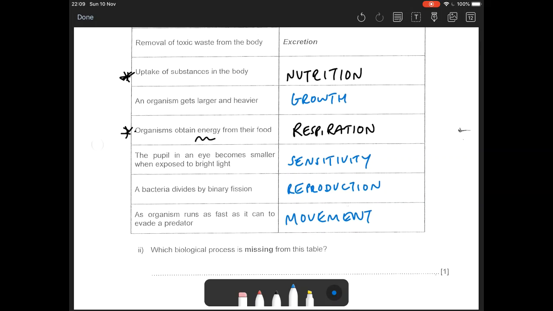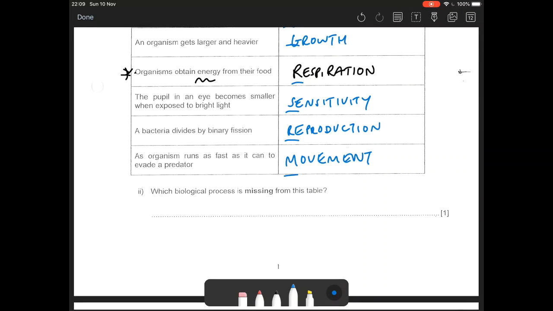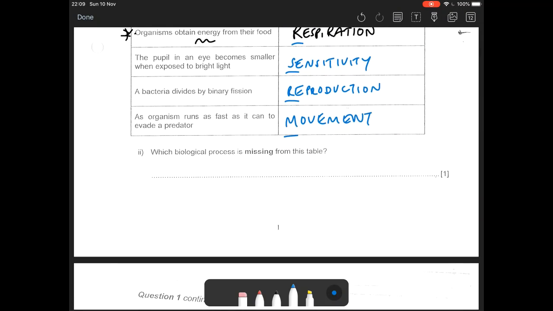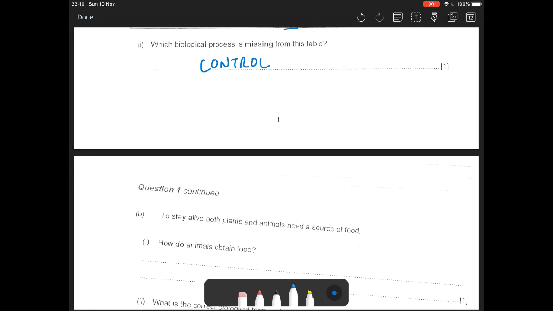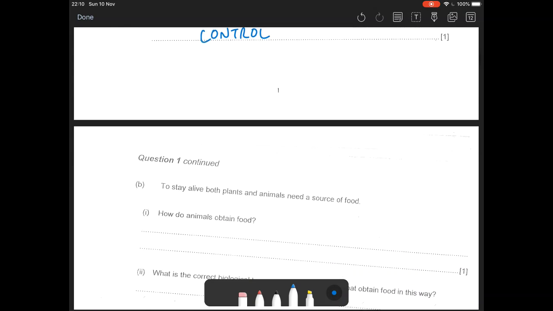If we look at all these here, now we've got M, R, S, G, R, E, N. We're missing the C from Mrs. Gren, so C stands for control. And this is the idea of controlling the environment around us to sort ourselves out. So often when we think of control, we think of the process of homeostasis, that maintenance of a constant internal environment.